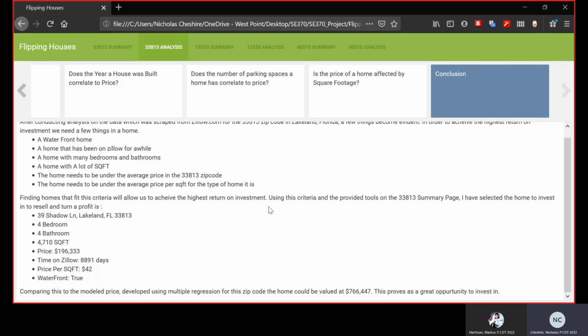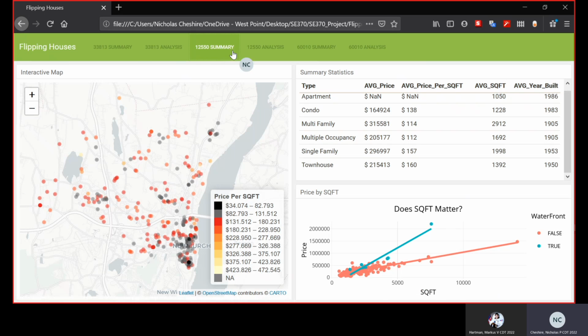It is listed for a price of just under $197,000. Price per square foot is $42, $100 under the average for the area. It is on the waterfront, and using our model, we come to find an evaluation of $766,000, leaving almost $500,000 for renovations and to make a profit.